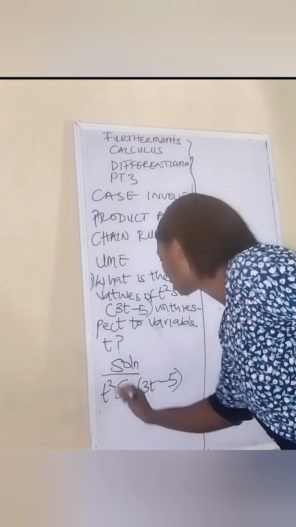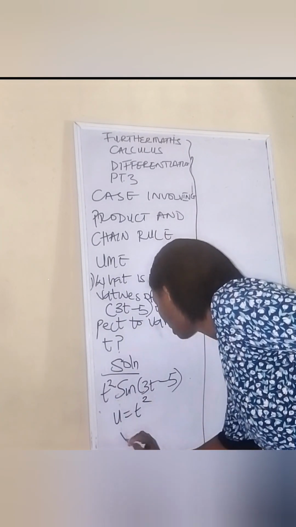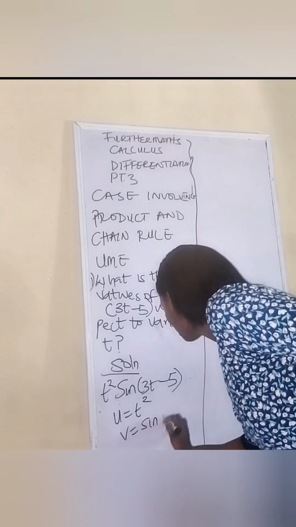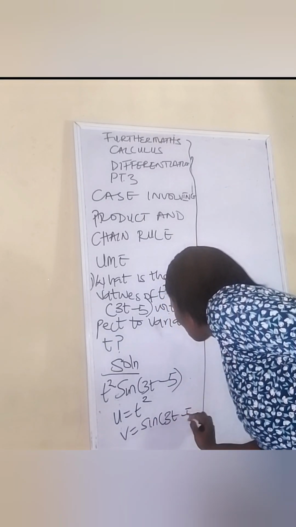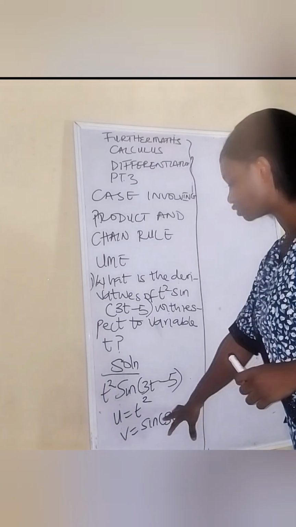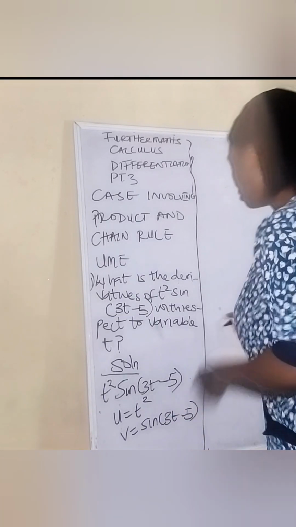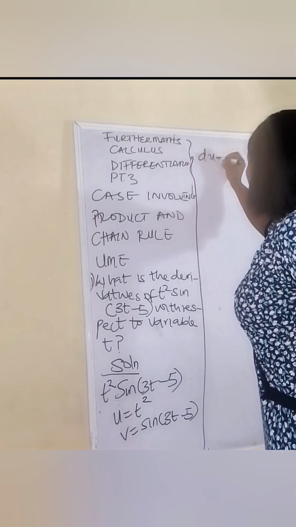So now this is our u, this is our v. u equals t squared, and this is our v, sine 3t minus 5. So you'll be wondering how we are going to solve this. It is very simple. This is where chain rule comes in. But let's quickly do our du. Our du is what? 2t.